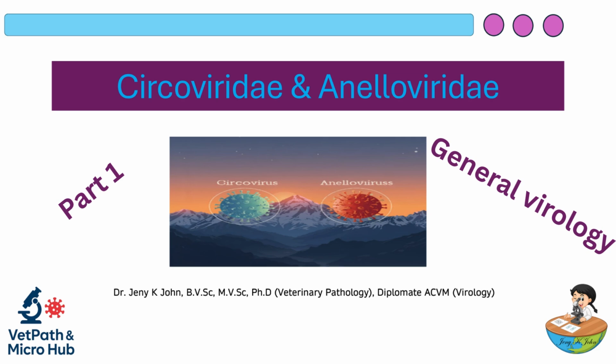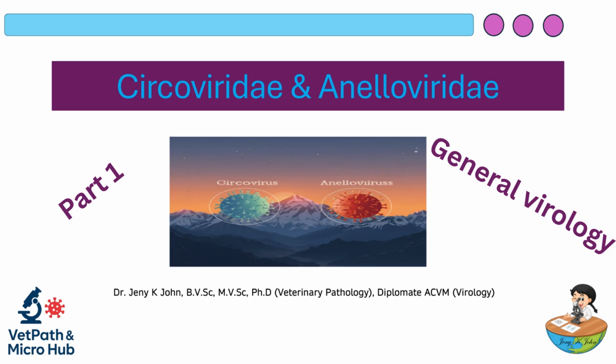Welcome to this overview of Circoviridae and Anelloviridae, two families of small, non-enveloped, circular single-stranded DNA viruses. Circoviridae includes viruses like porcine circoviruses, beak and feather disease virus, and canine circovirus. They are non-enveloped, icosahedral, and replicate in actively dividing cells.